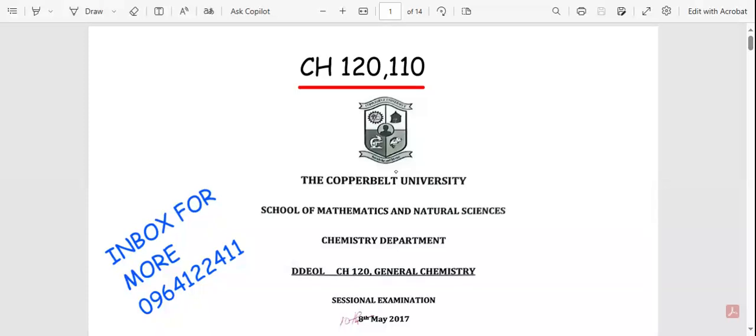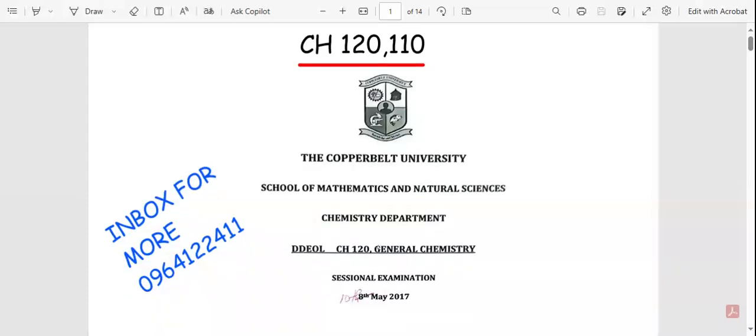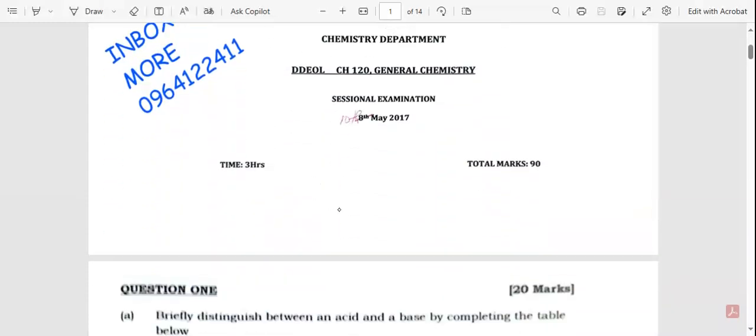All right, so we'll be going through CH120, CH110. The content is just similar, and you are free to go through the paper. Just for revision, you people are writing exams, and I'm wishing you all the best as we are revising with this paper. So let me show you the overall content that we have in this paper.